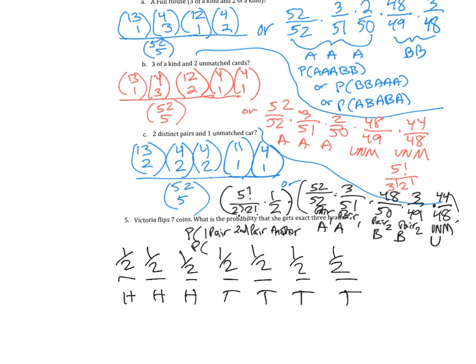Well, it isn't just 1/2 to the 7th, because that's again assuming an order. I have to multiply that by the number of ways from my 7 coins I can choose 3 of them to be heads. Or in other words, this is 1/2 to the 7th times 7 choose 3, which just means 7 factorial over 3 factorial, 4 factorial.